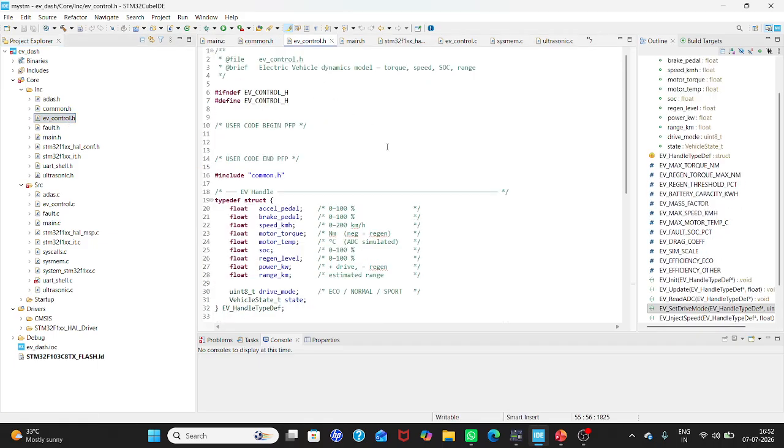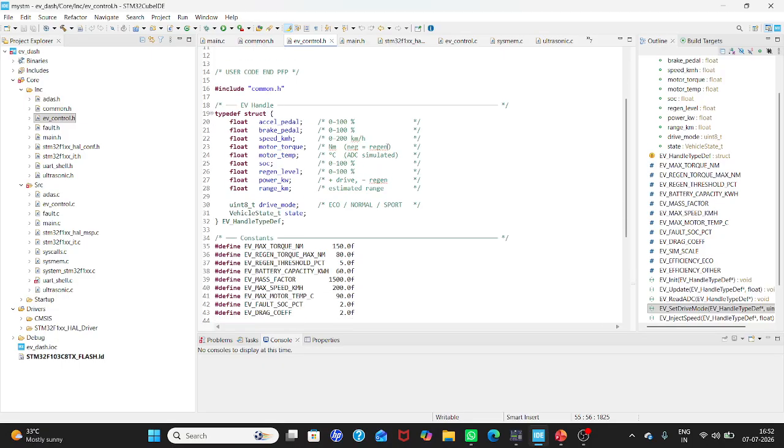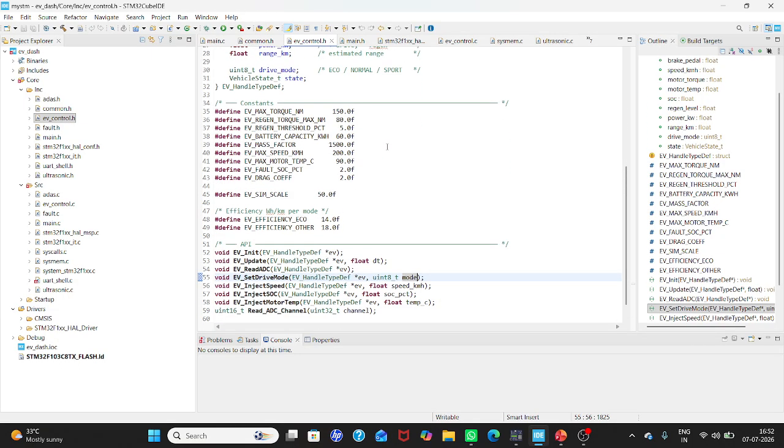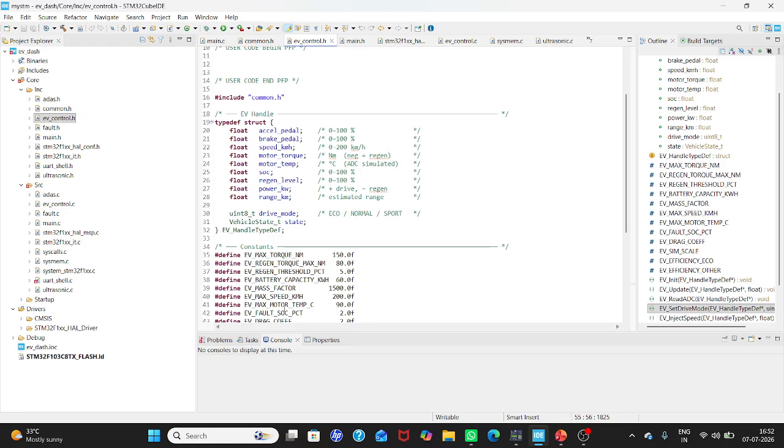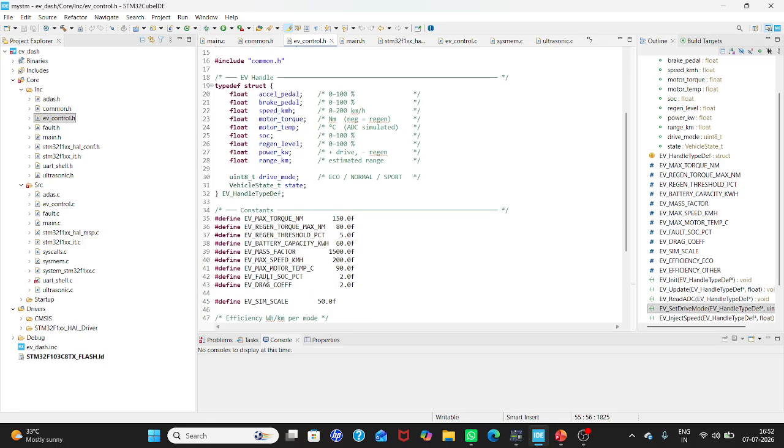evcontroller.h. This file defines the EV model. It stores speed, torque, battery, SOC, motor temperature, regenerative braking, drive mode, and remaining range. The EV control function continuously updates these values based on accelerator and brake inputs.